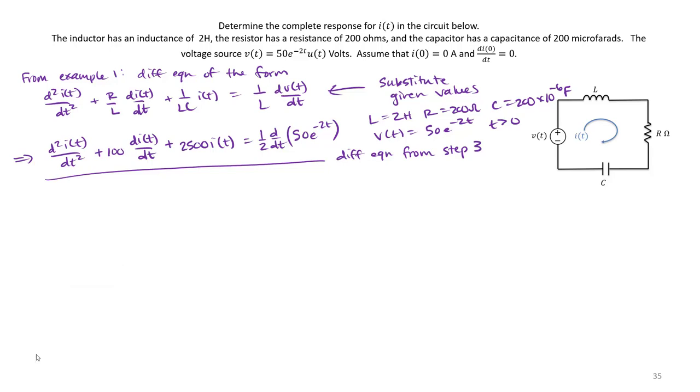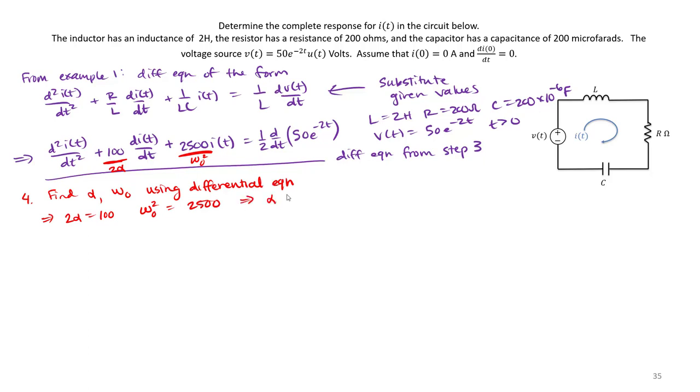Let's continue with step 4 of our recipe. In step 4, we need to find alpha and omega naught using the differential equation. So here, we know that 100 is going to be 2 alpha, and 2500 is omega naught squared. So 2 alpha is 100, omega naught squared is 2500. Therefore, we can determine that alpha is 50 and omega naught is the square root of 2500, or 50. So that concludes step 4.